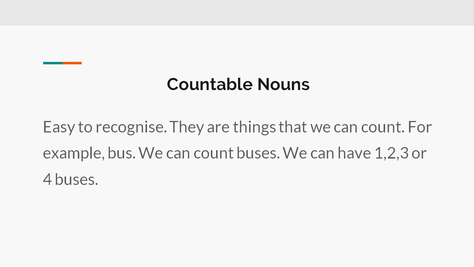Countable nouns. Let's start with countable nouns. Countable nouns are easy to recognize. They are things that we can count. For example, bus. We can count buses. We can have 1, 2, 3, or 4 buses.